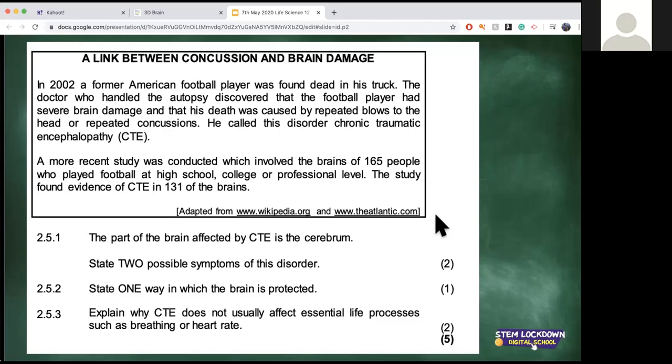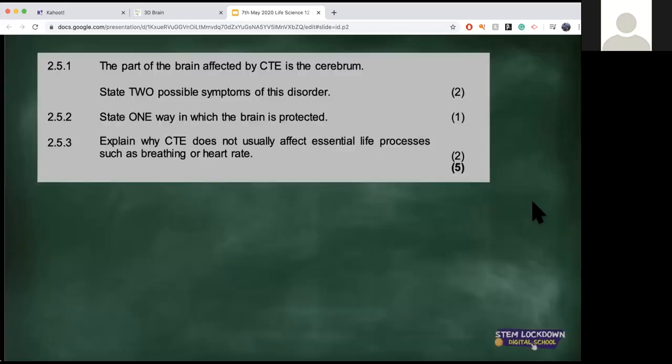Now, one way in which the brain is protected naturally, not a helmet. Can somebody just quickly tell me what is one way that your brain is protected, not a helmet, naturally? If you touch the top of your head, you'll feel it. Right, your skull, cerebrospinal fluid, and your meninges. Now I've got the answers here for you.